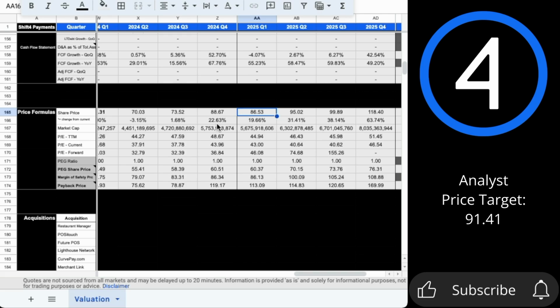So putting this all together, I thought I was being a bull on Shift4, and then I saw what the market's expecting, and maybe I'm not so bullish after all. So if I'm right about Shift4, great. And if I'm wrong about Shift4, it seems like that's even better. But I'd love to know what you guys think.